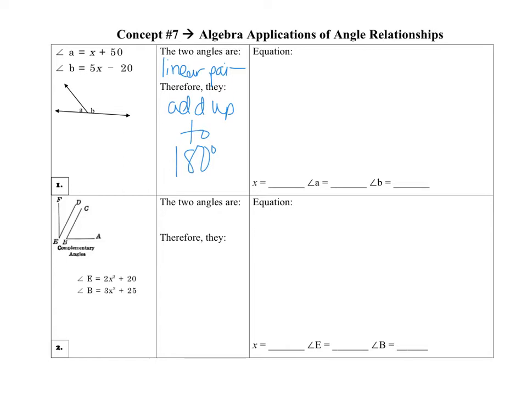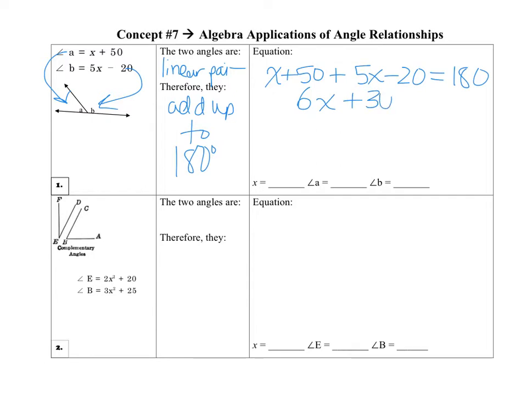We notice that angle A is x plus 50, angle B is 5x minus 20, and we're just going to write an equation that tells us that those two angles add up to 180 degrees. So x plus 50 plus 5x minus 20 equals 180. From here, it's just algebra. You guys know how to do this. We solve equations. We're going to combine like terms, and then we're going to get x alone. So we get 6x plus 30.